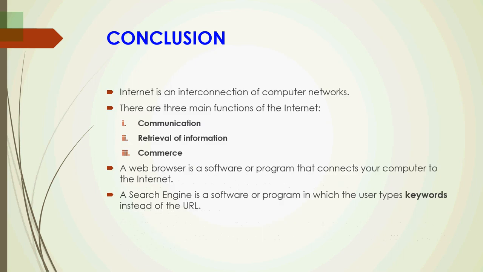Now, we've come to the end of the lesson. Let's look at what we've covered in today's presentation. We've discovered that the internet is an interconnection of computer networks. We also discovered that there are three main functions of the internet: communication, retrieval of information, then commerce. In other words, we can call it e-commerce.